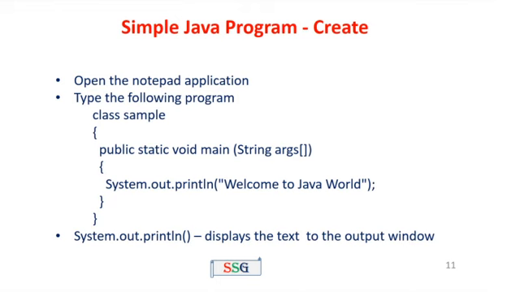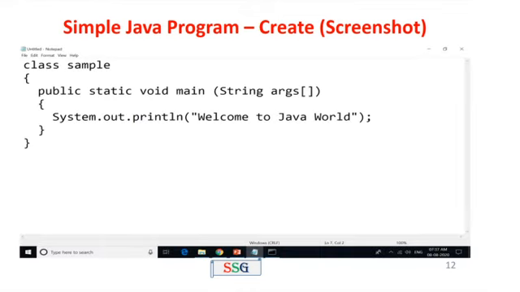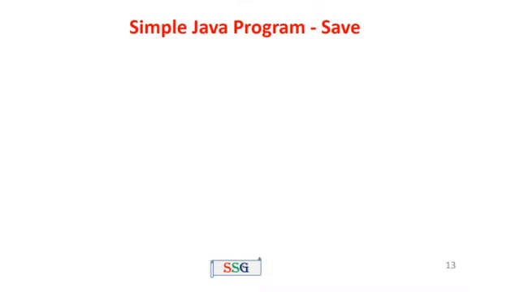Okay. Open the Notepad application. Type the following lines. Here System.out displays the text to the output window. Next is to save. This is a screenshot of the corresponding Notepad, class sample, with all the lines we have typed here. The next one, save the file.